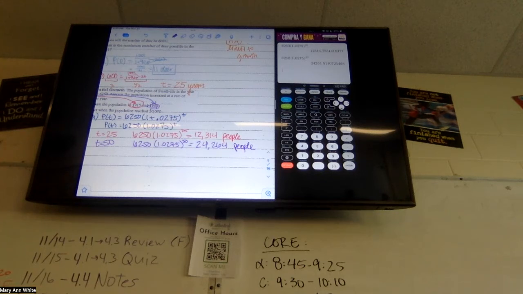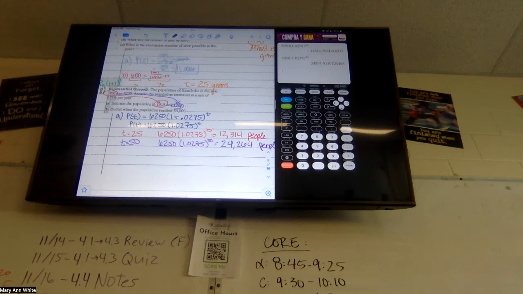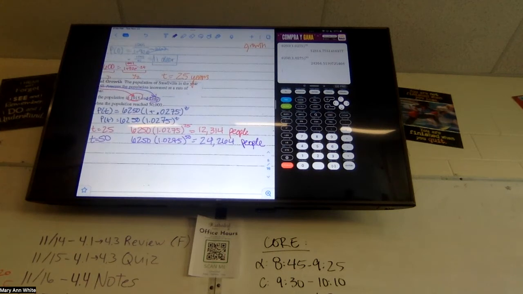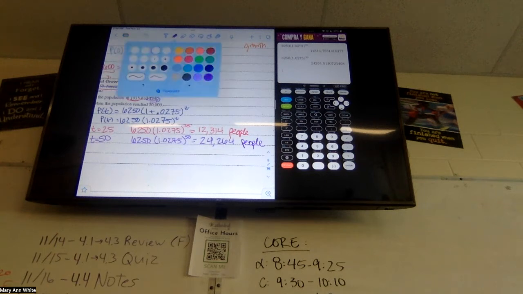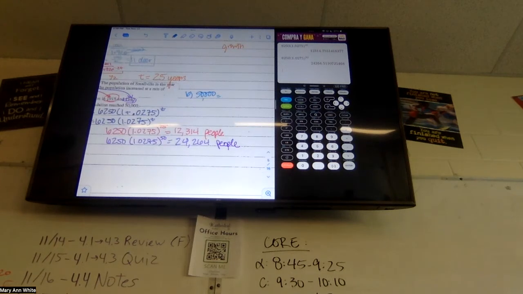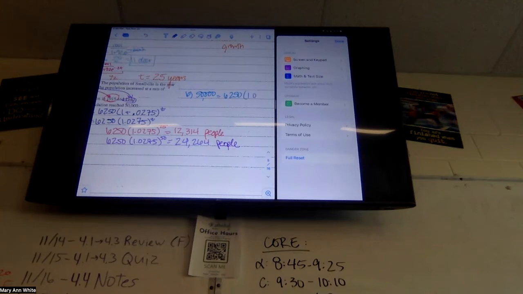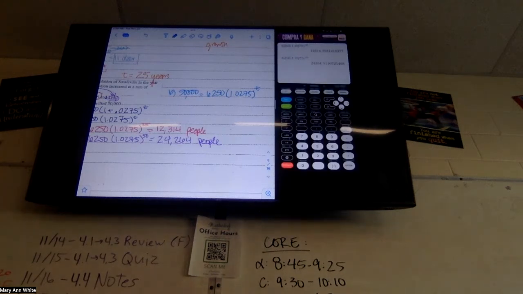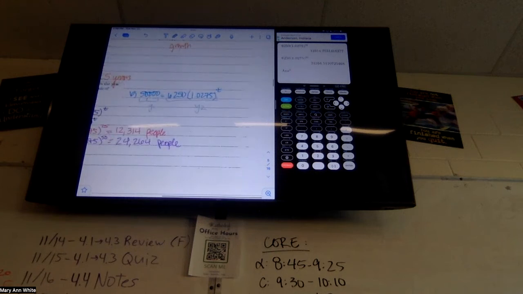Okay, awesome. All right, letter B says predict when the population will reach 50,000. What do I do with that 50,000? Do I plug it in for T or for Y? Good. I plug it in for Y, so it's 50,000 equals 6,250 times 1.0275 raised to the T. Go ahead and put those in for your Y1, Y2, and then we're going to deal with our window. Play around with it. It's going to be really big. See if you can come up with the window on your own, and then we will compare it together.